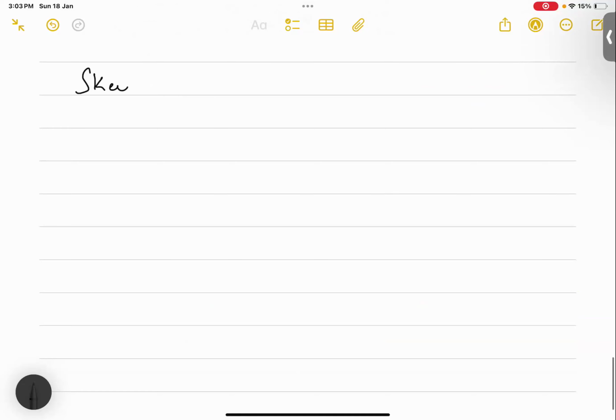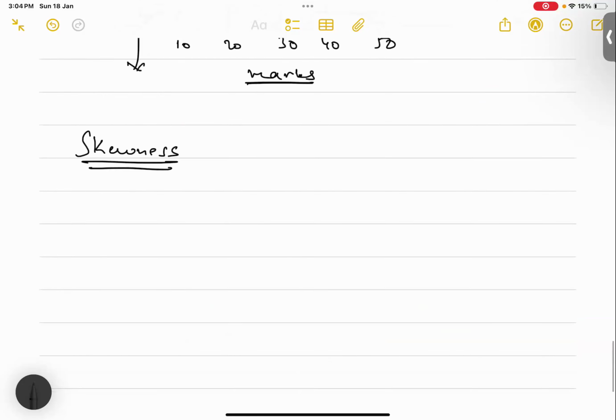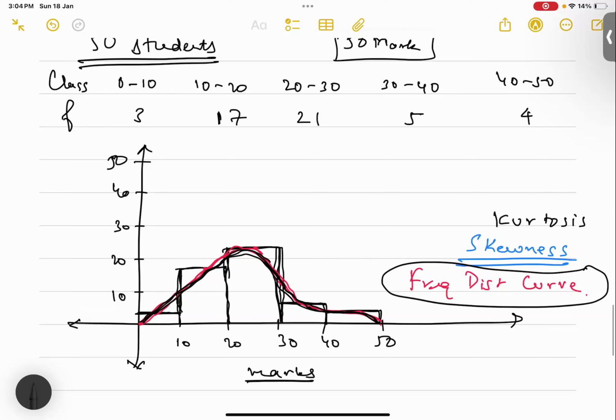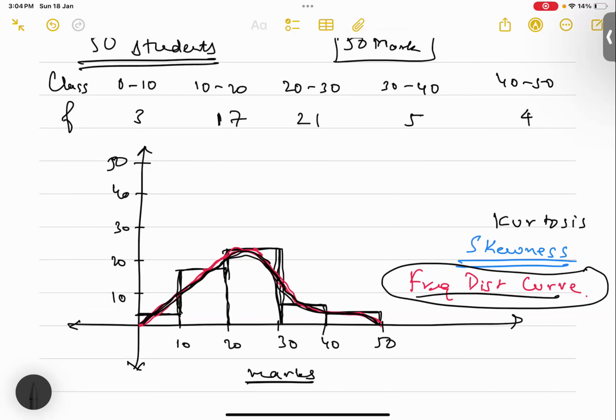I give a random example for your understanding. Skewness and kurtosis help us understand the nature of this frequency distribution curve. So I made you understand what the frequency distribution curve is first using an example, and then I drew one for you. Now I'll make you understand the different characteristics of a frequency distribution curve. This was taken in school like this.